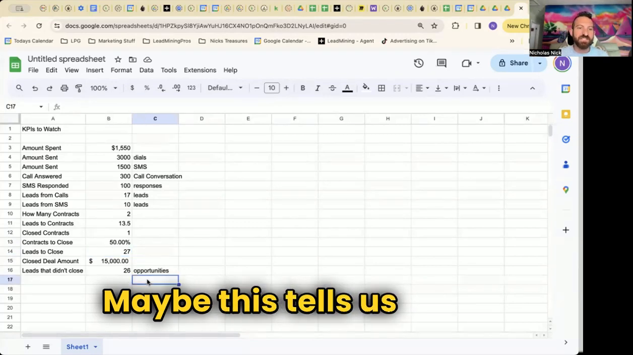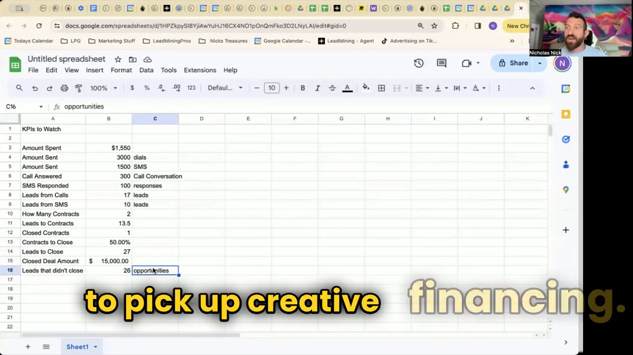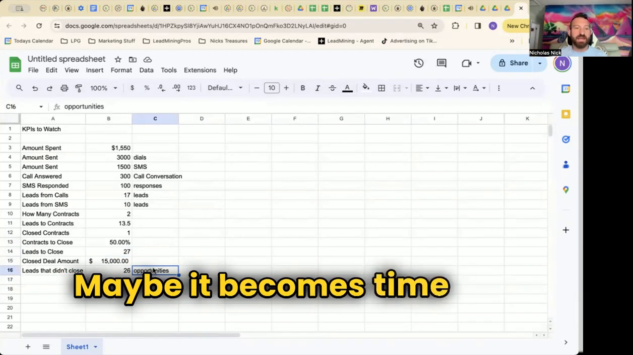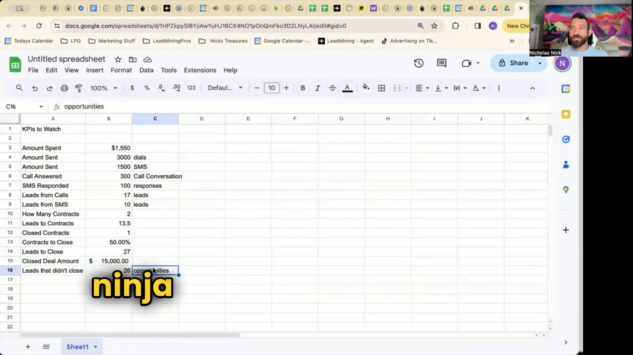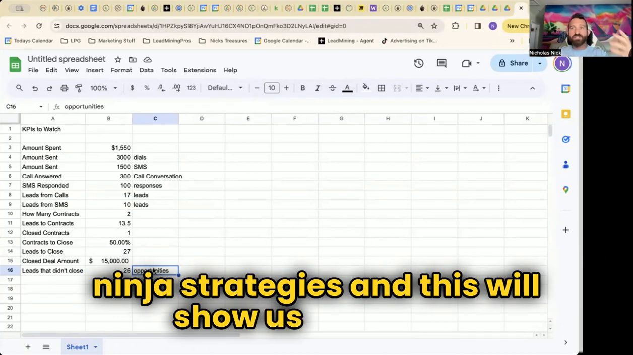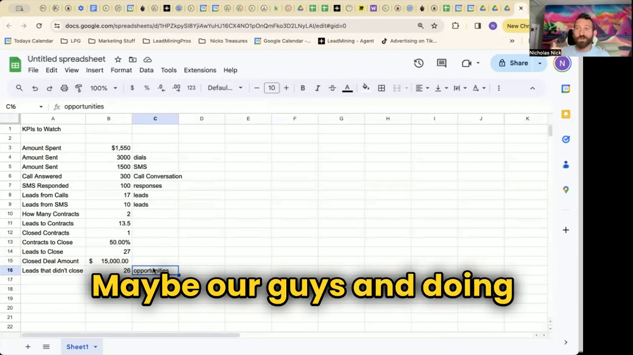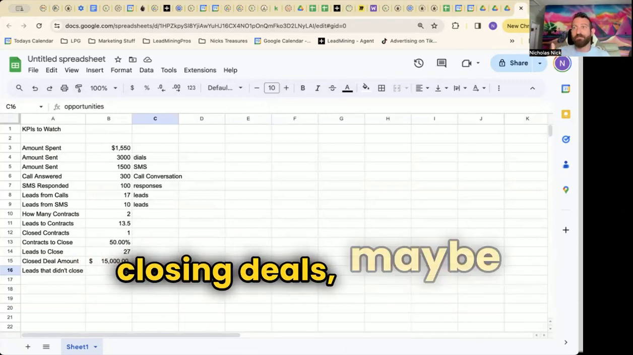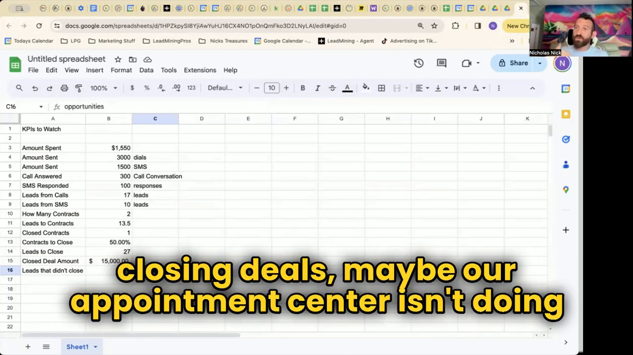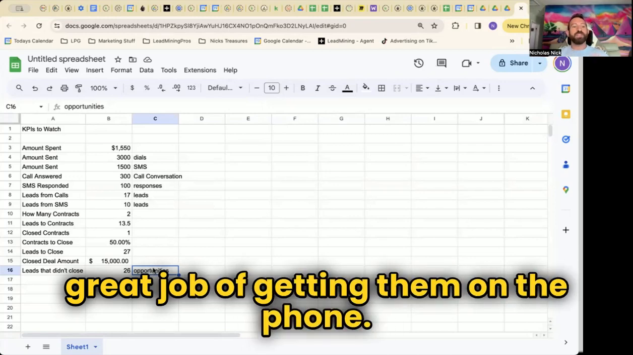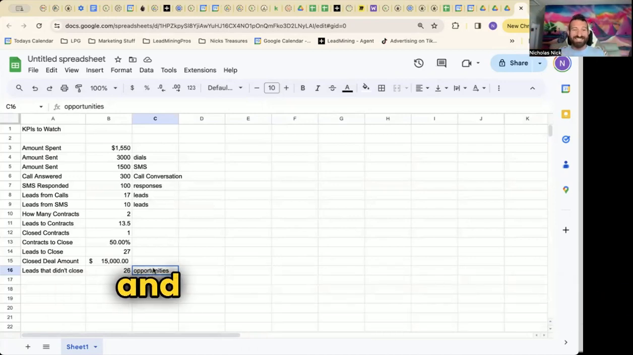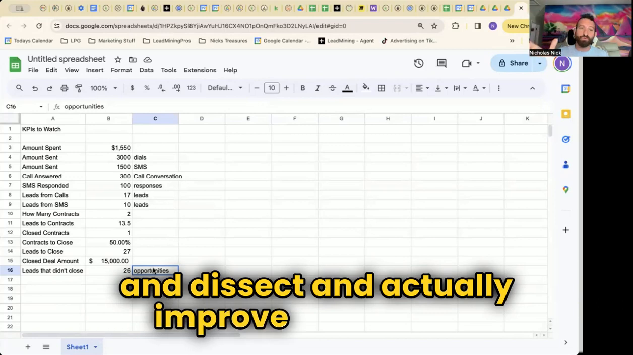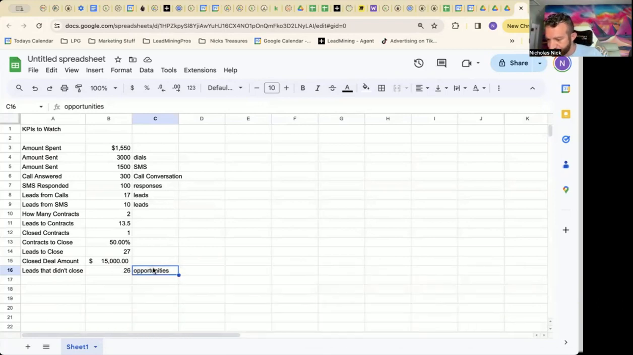Maybe this tells us it's time to pick up creative financing. Maybe it becomes time to pick up some other super ninja strategies. And this will show us that way. Maybe our guy isn't doing a great job of closing deals. Maybe our appointment setter isn't doing a great job of getting them on the phone. This is where we start to dissect and actually improve operations.